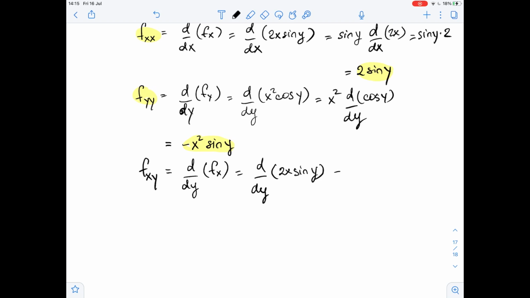Here we treat x as a constant, so we can take out 2x and we get 2x times the derivative of sine of y with respect to y. So this equals 2x times cosine of y.